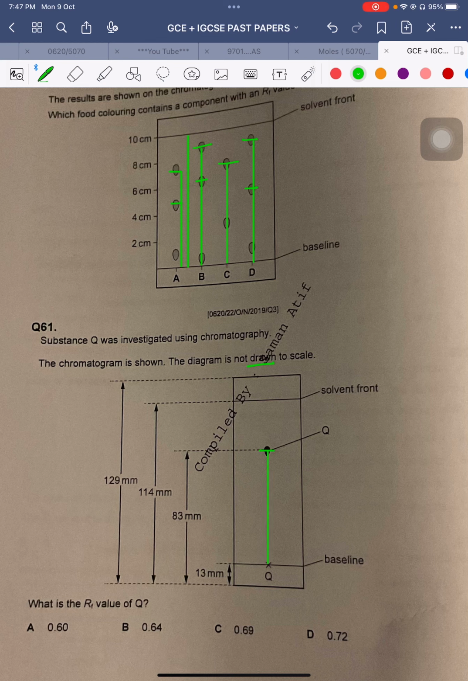Okay, you can measure it with the help of a ruler, and this is the distance calculated through this. This is the distance by solvent, and this is the distance by Q. Okay, so it is the distance traveled by Q divided by the distance traveled by solvent. So in this way, you are going to calculate the answer for the RF value. We have always practiced this in the same way.